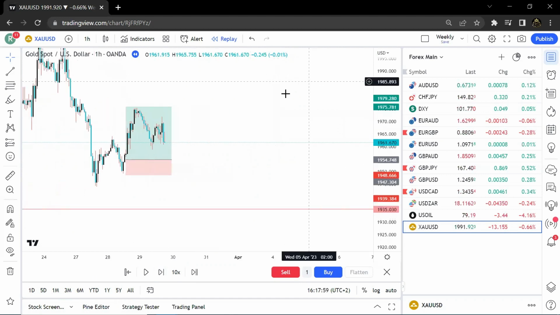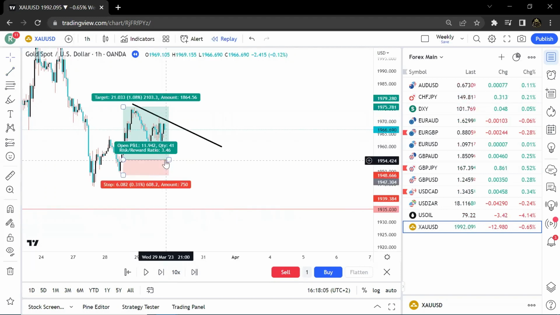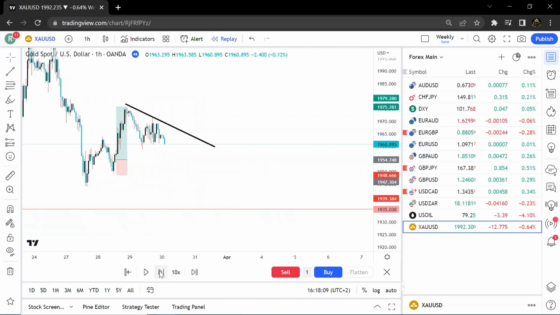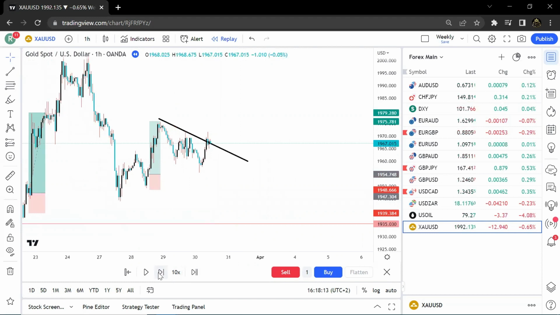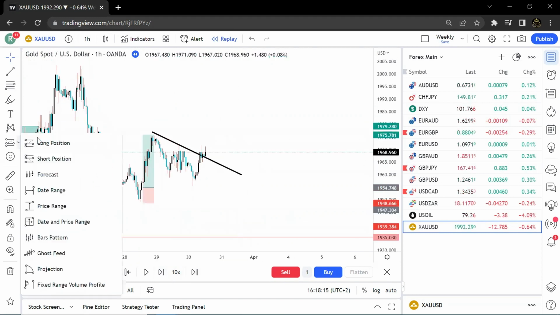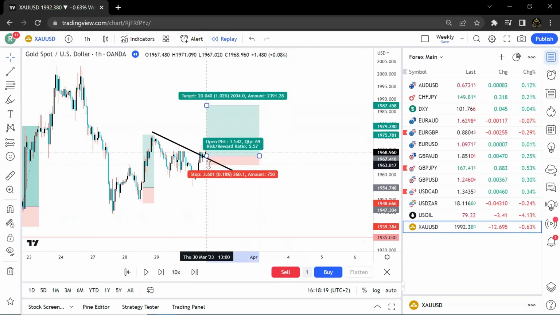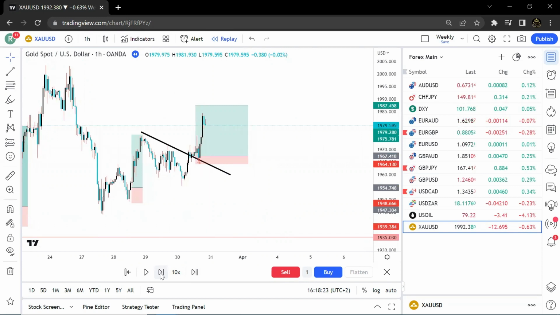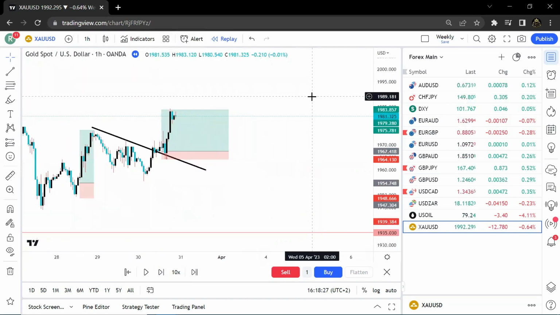Okay, perfect. Now we have another pullback, guys. So we have that point and we have a lower high being created. Let's just take this out. Perfect. Okay, we haven't closed above yet. Okay, now we're closing above. So the third trade is active. Okay, let's run it again. And boom. So now we're running 1, 2, 3 trades.